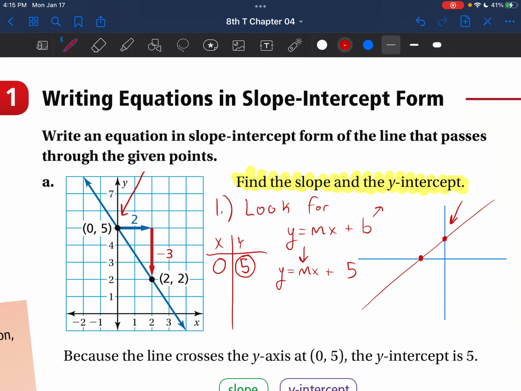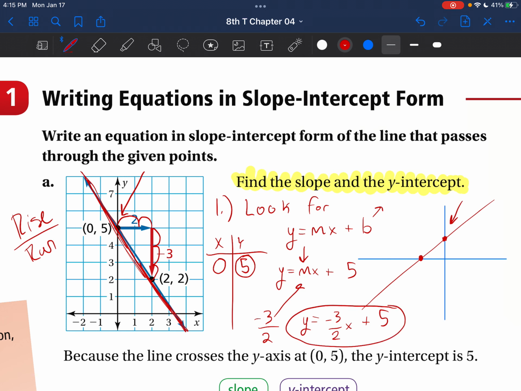Now remember, when they give you a graph, the easiest way is to just count your rise over run. So we always start from the left to the right. By the way, this is a negative line. It's a negative slope. So let's see, how many did we go up? 1, 2, 3. We went up 3. It's also negative, and we went over 1, 2, over 2. So your equation now should look like this. Y is equal to negative 3 over 2x plus 5. That is your equation for this problem.